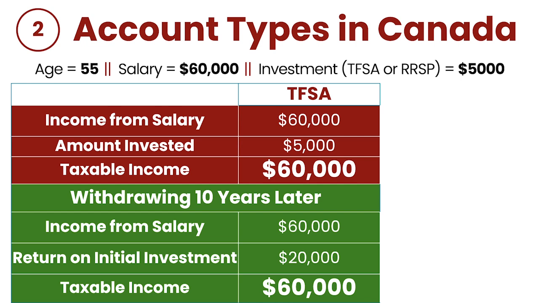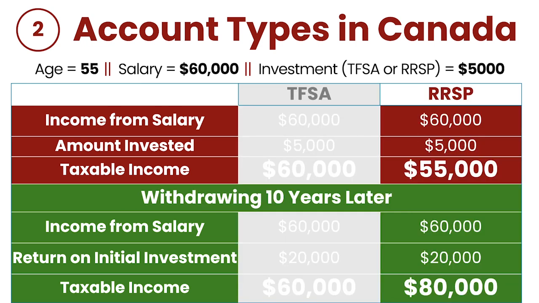How about RRSP? Well, if Lacey deposits $5,000 into her RRSP, the year she does, that amount would be deducted from her taxable income. So since her salary is $60,000 and she's deposited $5,000 in her RRSP account, she will get a tax exemption for this $5,000. This means that she will only have to pay taxes on the $55,000.